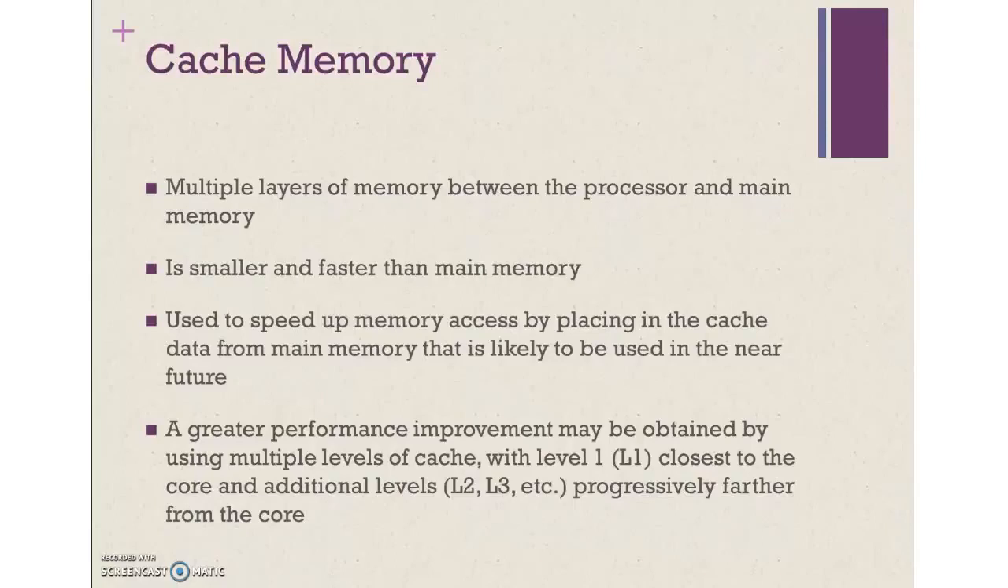Another significant feature of modern computers is the use of multiple layers of memory, called cache memory, between the processor and main memory. This part will be explained later in chapter 4, but in brief, cache memory is smaller and faster than main memory, and is used to speed up memory access by placing in the cache data from main memory.